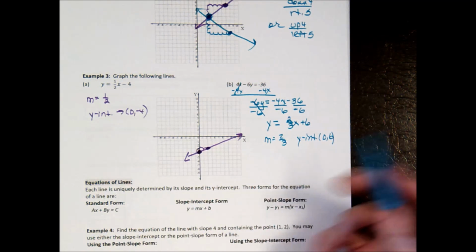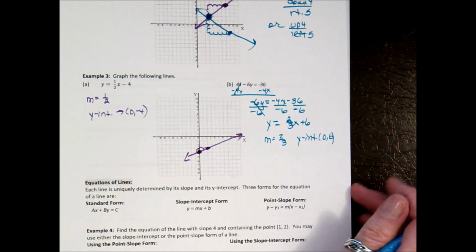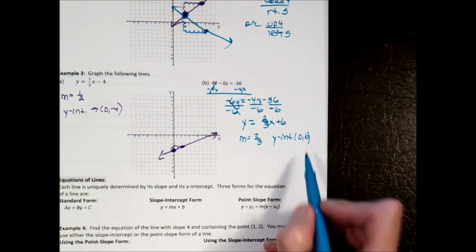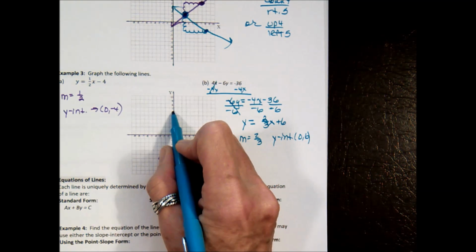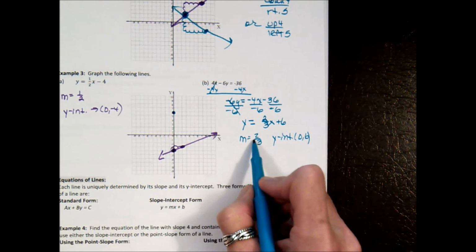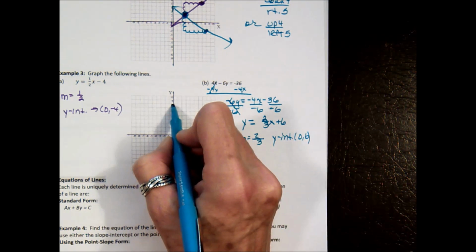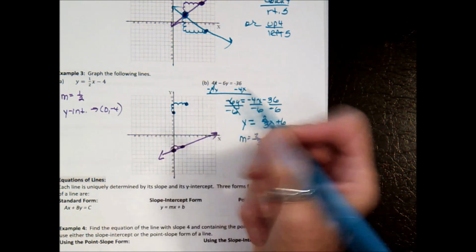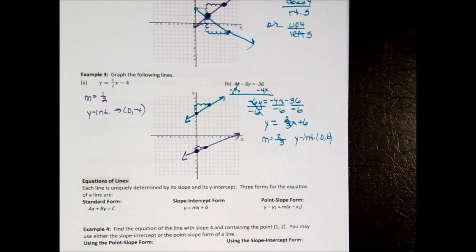And again, you could have done that by doing an XY table and getting 2 points. So I'm going to plot that y-intercept. The point (0, 6) is right here. This is both positive, so it means up 2, right 3. So up 2, right 1, 2, 3, and I have my second line right there. So that's using the information that you were given.